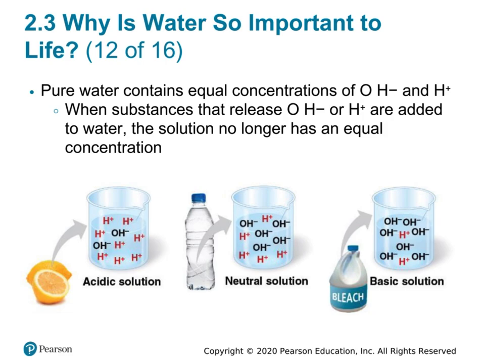But if you start to see an increase in hydroxide or hydrogen ions, you may start to see your substance become more acidic or basic, but it would move away from an equal concentration or neutral solution. Because pure water contains equal concentrations of OH negative, or hydroxide ions, and H positive, or hydrogen ions. So when a substance releases hydroxide or hydrogen ions, we're going to disrupt that neutral solution.